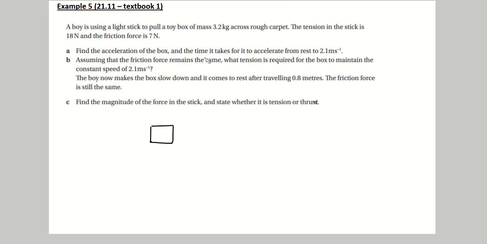Okay, so in part C, the scenario's changed a little bit. Find the magnitude of the force in the stick. So the boy is now making the box slow down, and it comes to rest after travelling 0.8 meters. So the friction force is still the same.